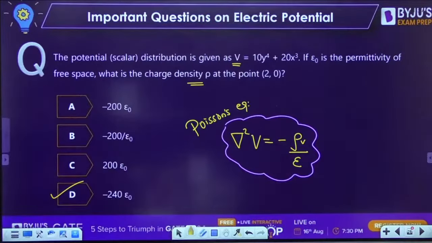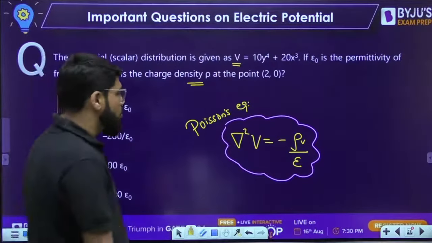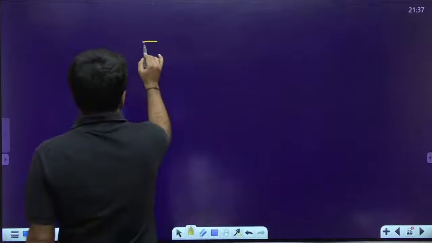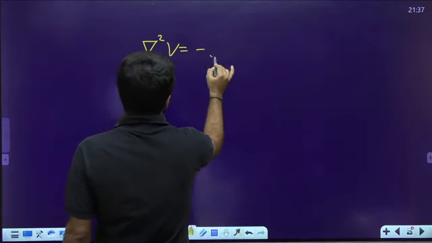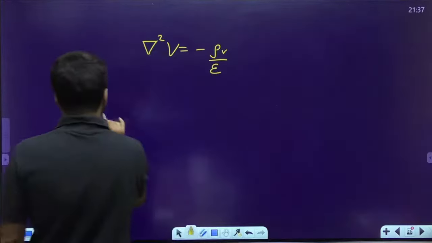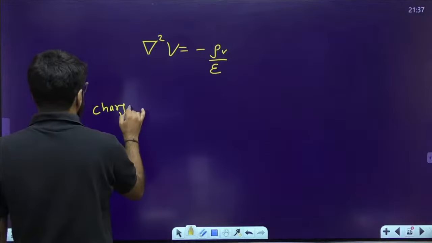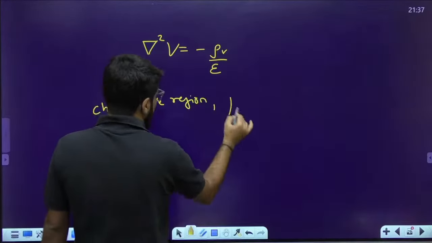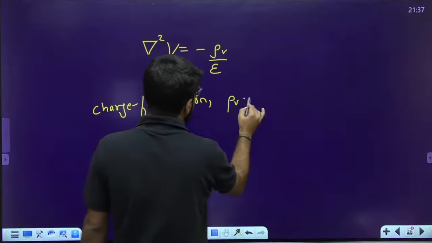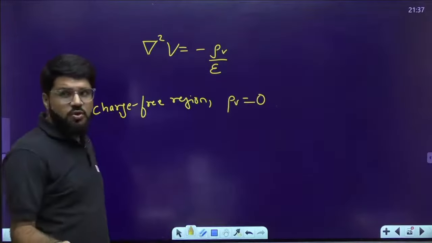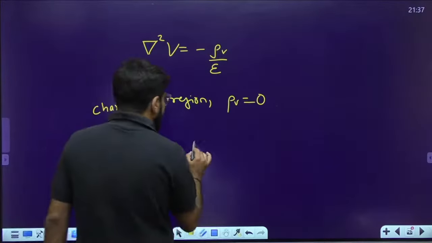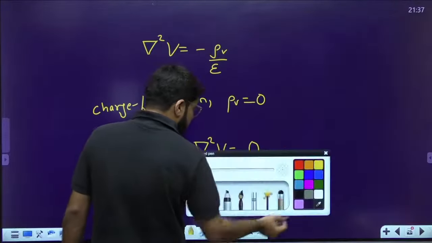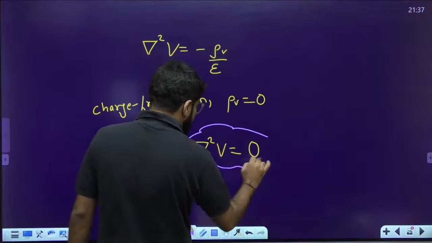Okay. So now, as I told you, del square V is minus rho v by epsilon. For a source-free or charge-free region, rho v is 0. If there is no charge, there is no volume charge density, and then we get the equation del square V equal to 0, Laplacian of V equal to 0.